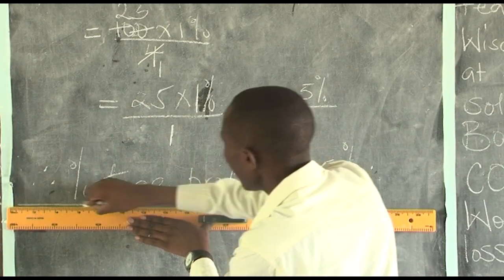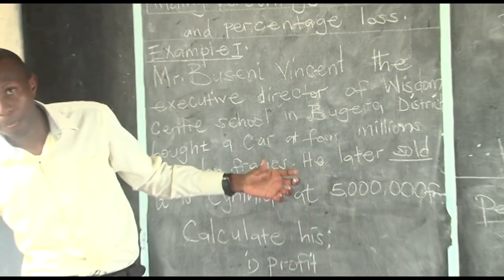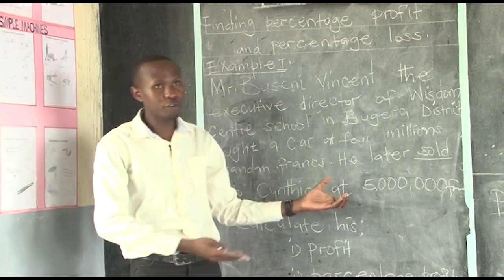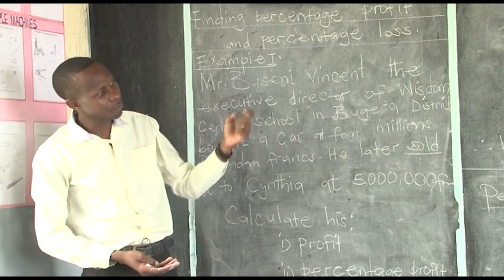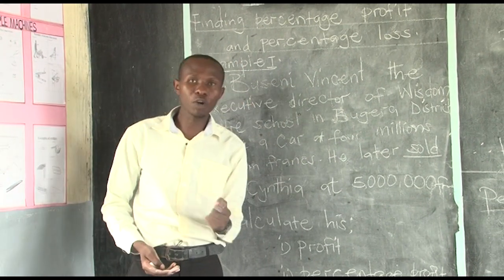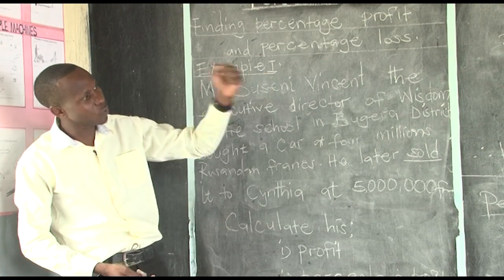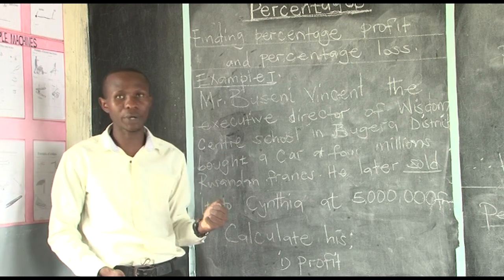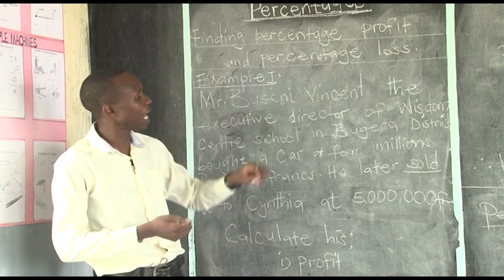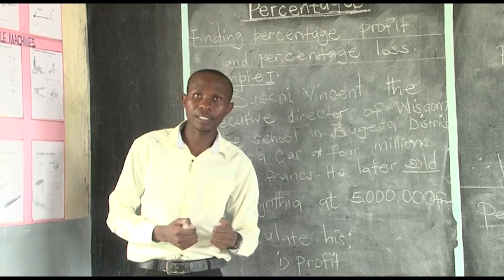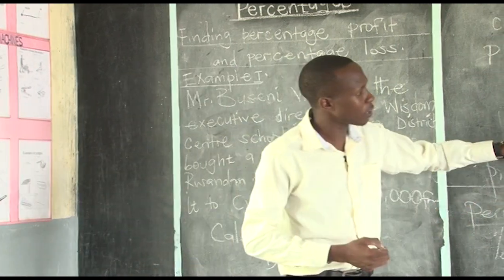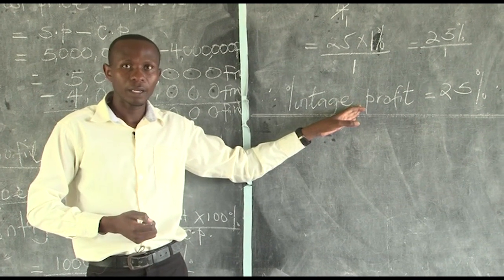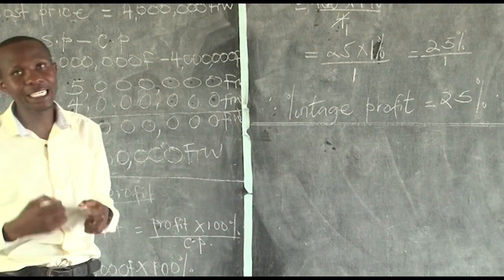Let's underline our answer. This person here, after selling his car at 5 million, he made a profit of 1 million, and that 1 million is the same as 25% of his cost price or his buying price. He made 25% out of his cost price. That's why you find out that 1 million is giving us 25%. Let's continue and we'll look at the second example.